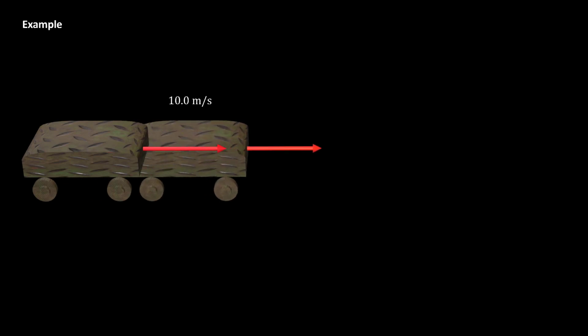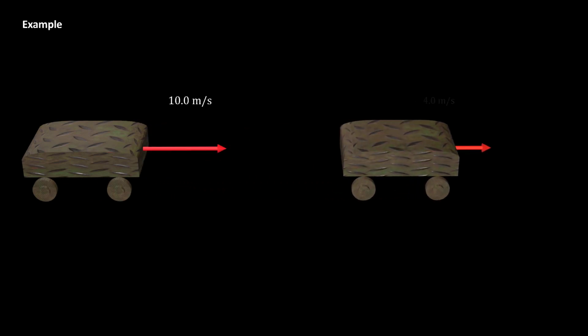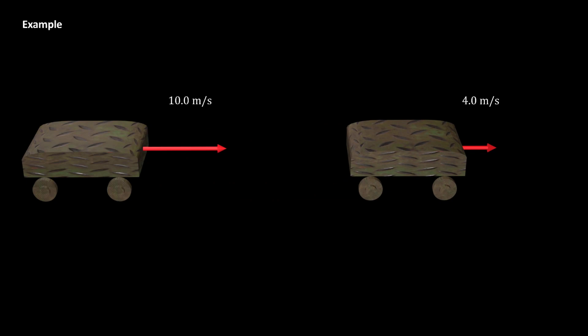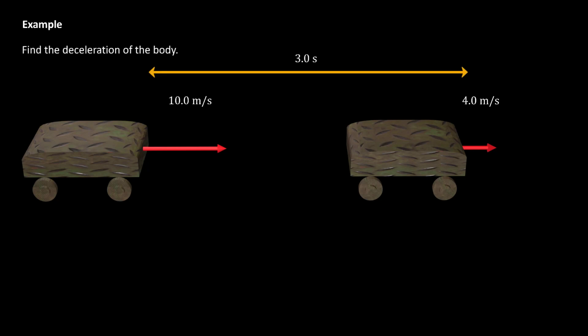Consider a body moving initially at 10.0 meters per second to the right, and it decelerates uniformly to reach 4.0 meters per second to the right. The time taken for this change in velocity is 3.0 seconds. Find the deceleration of the body.